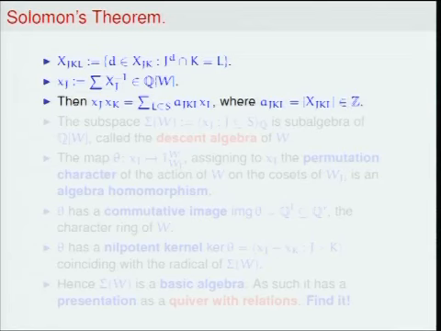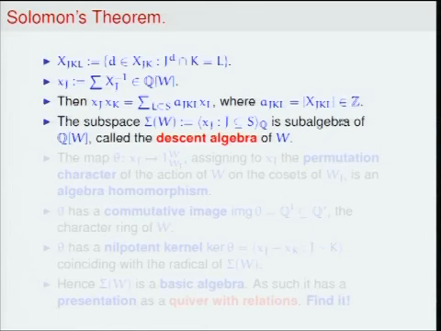So this describes the algebra. This says the subspace generated by the little x_J's as a subspace inside the group algebra is in fact a subalgebra, and the structure constants are closely related to the parabolic subgroups. There's a bit more.